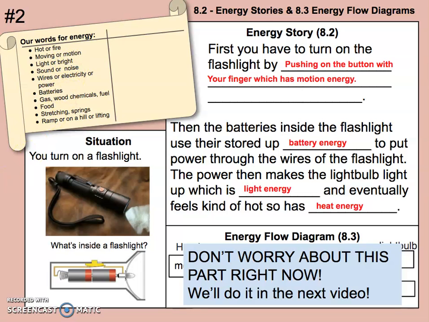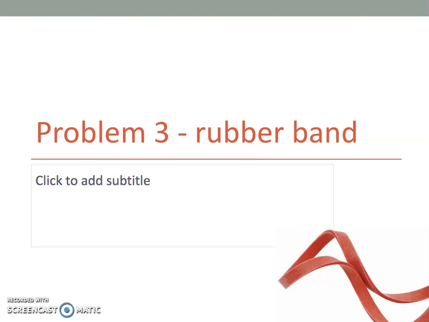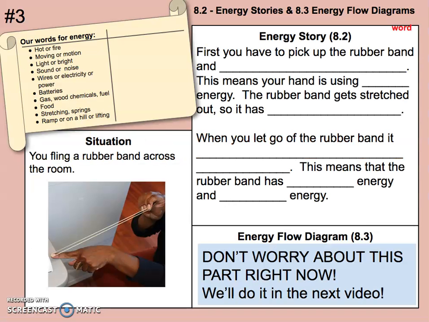Awesome. So then we have a couple of other stories. The next one is about a rubber band. If you take a rubber band and stretch it out, you can actually fling it across the room. And so that's what this energy story is for. I'm going to help you a little bit get started here, but then I'm going to let you finish this energy story yourself. So we have the rubber band, we're flinging it across the room, and the energy story has started for us.